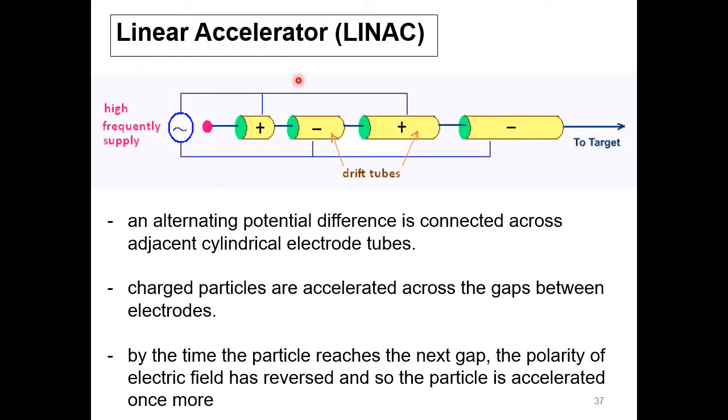The linear accelerator, known as LINAC, is powered from a high frequency supply to the target. An alternating potential difference is connected across adjacent cylindrical electrode tubes, and charged particles are accelerated across the gaps between the electrodes. By the time the particle reaches the next gap, the polarity of the electric field has reversed, and so the particle is accelerated.